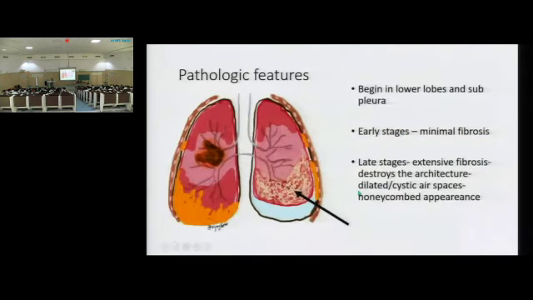In the initial, benign course, it usually affects the lower lobes. You have seen that silicosis affects the upper lobes; this will affect the lower lobes. In early stages, there will be minimal fibrosis, while in late stages they develop multiple cystic areas, and ultimately these coalesce and form the honeycomb-like appearance. But in early stages, there will be very minimal fibrosis at the lower lobes of the lung.